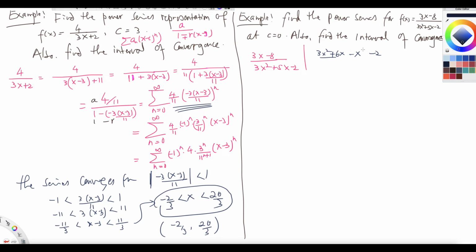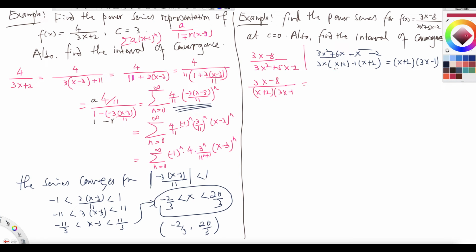Now you group that. What do you get? 3x out, (x + 2), minus 1 out, (x + 2), right? Now take out (x + 2), and what is left is (3x - 1). So you can write that as (3x - 8) over (x + 2)(3x - 1). That's the simplified version.